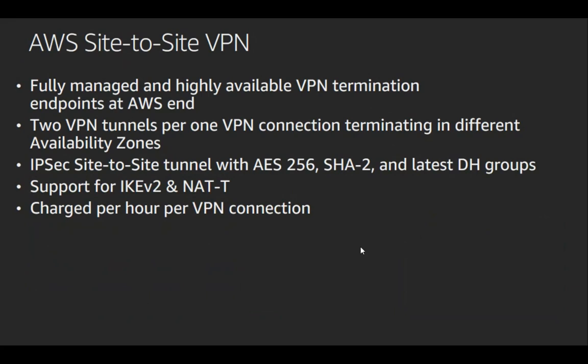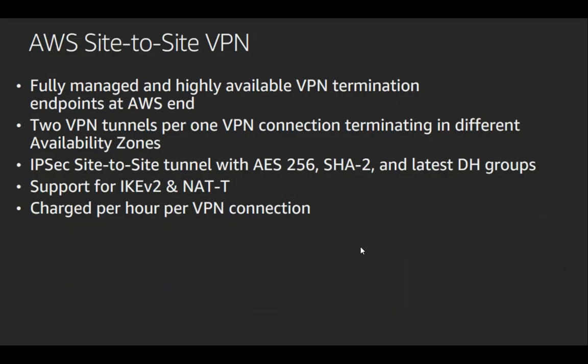With each VPN connection, you'll have two VPN tunnels terminating in different availability zones. This means it will be highly available. You'll have two peer IPs, so you can use both peer IPs to guarantee a highly available VPN connection. But of those two peer IPs, only one will be active, and the other will be in a passive state.